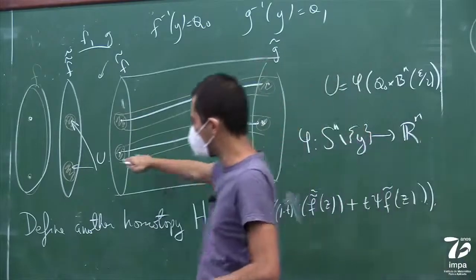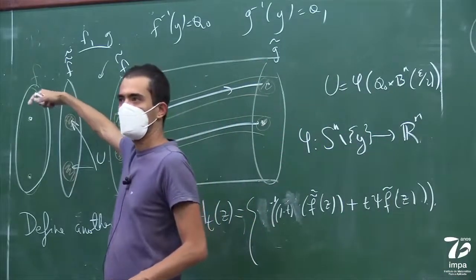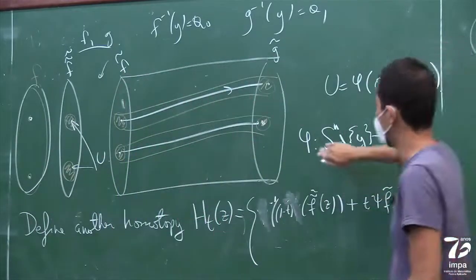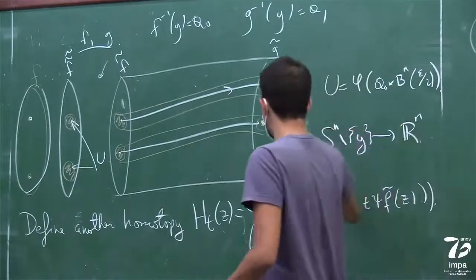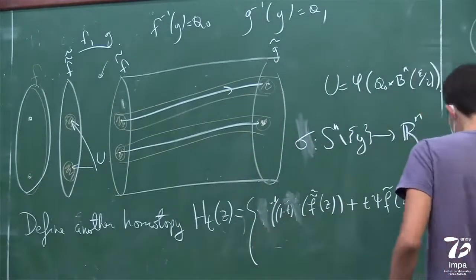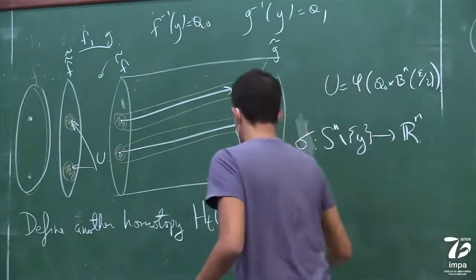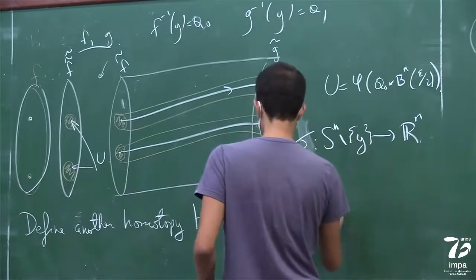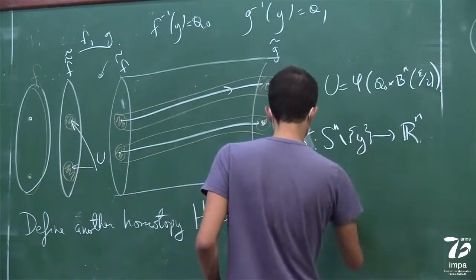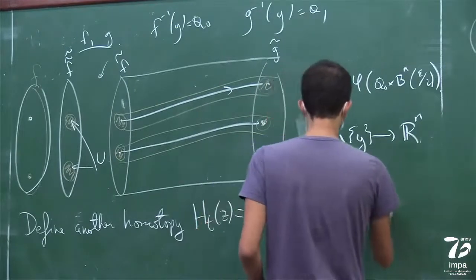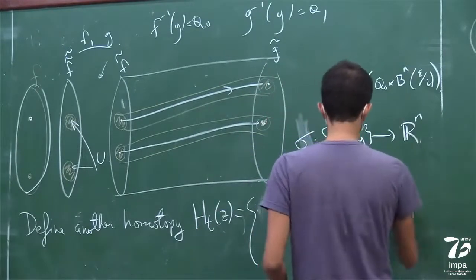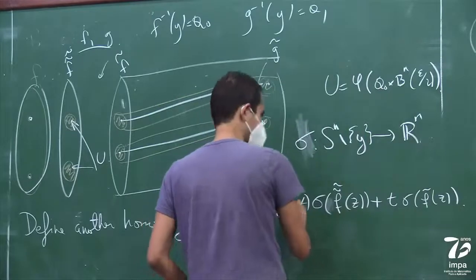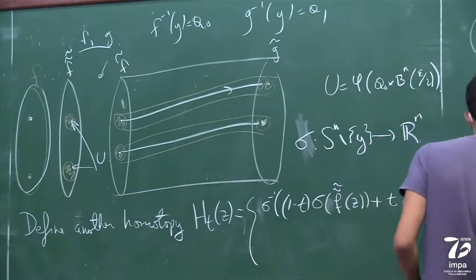Because now, if I want to be away from these neighborhoods, so if I'm away from this neighborhood, then I'm away from y. So I can use a different stereographic projection, not phi. I'm running out of sigma. And then I do the linear interpolation of sigma of f tilde of f double tilde of z plus t of sigma of f tilde of z. And then I do sigma inverse. So this is if z does not belong to U.